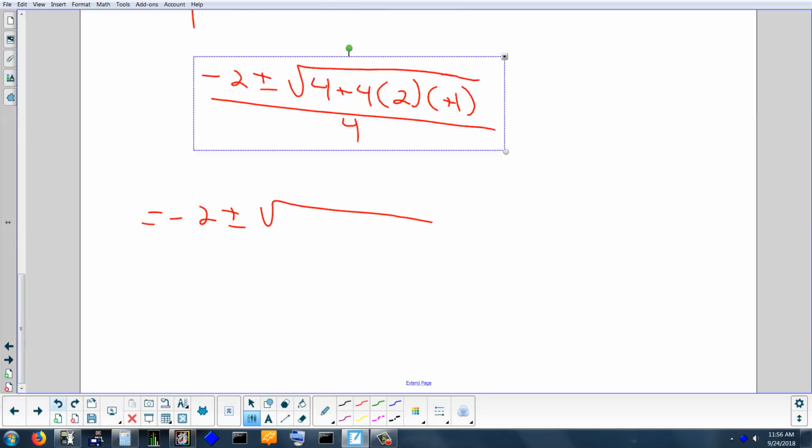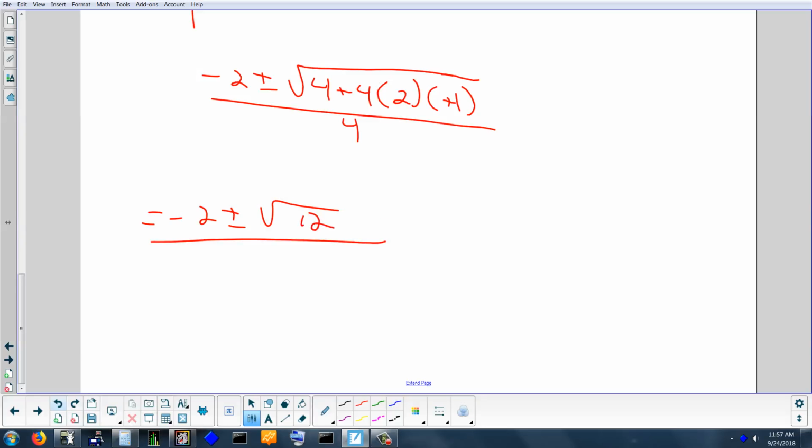If I simplify what's under the root, what do I get? Well, Blake? Oh, yeah, it would help if Blake was here. Joe. Still getting my names. 12, yeah. 4 times 2 is 8. Times 1 is still 8. 8 plus 4 is 12.